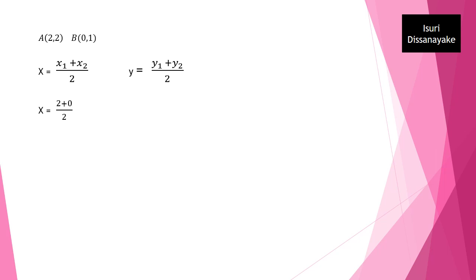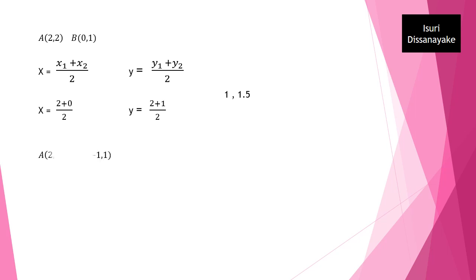And how do you find the midway of the y coordinates? y1 plus y2 divided by 2. That means you have to add the 2 y coordinates and divide it by 2. So the given 2 y coordinates are 2 plus 1 divided by 2, which is 3 divided by 2, 1.5. Now we have an x and also we have a y. So x and y together we can write it as (1, 1.5). So this is the coordinate of the midpoint of the line joining A and B.